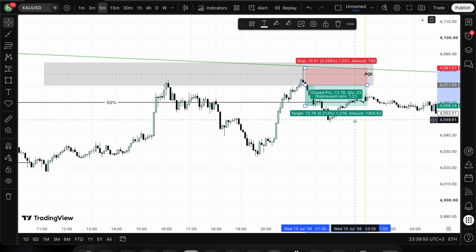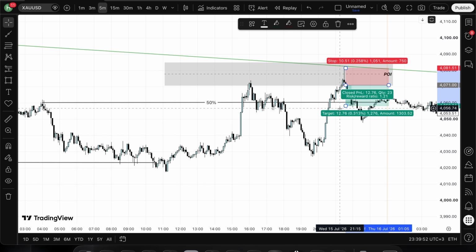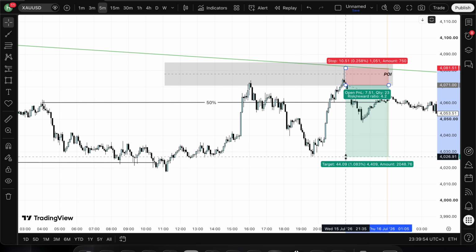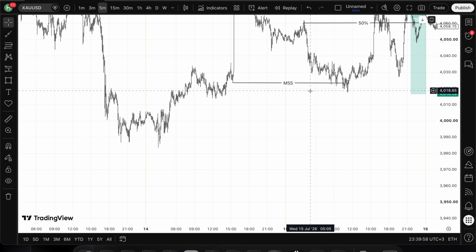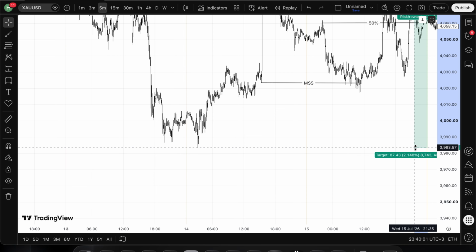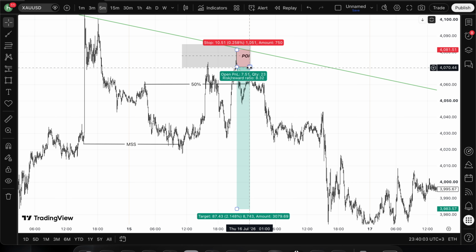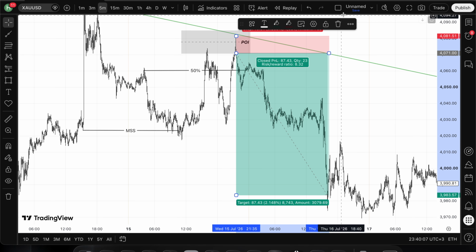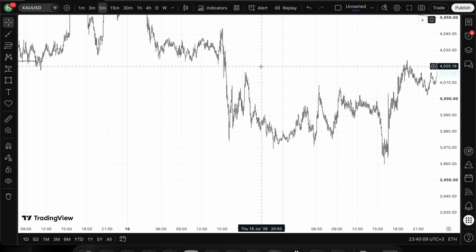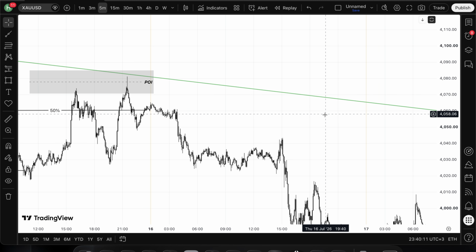because this is what formed the inversion fair value gap, and targeting the last low as an internal liquidity and targeting this as an external liquidity. GG's, you've done a risk to reward 1 to 8 trade. Okay, now with that being said, let's jump into the next trades.